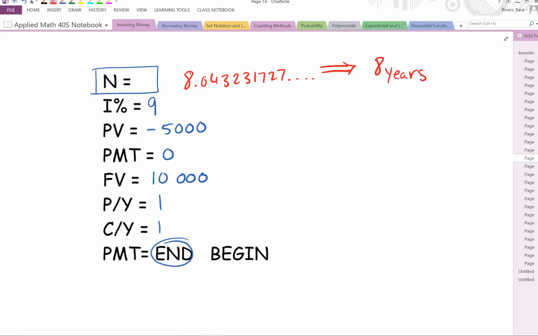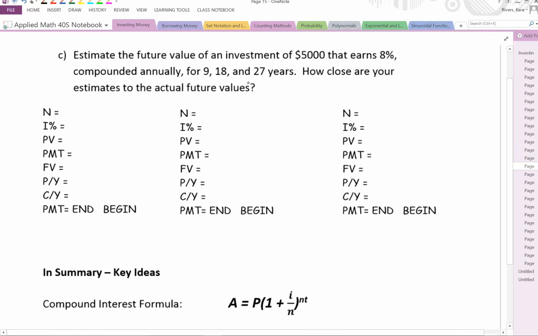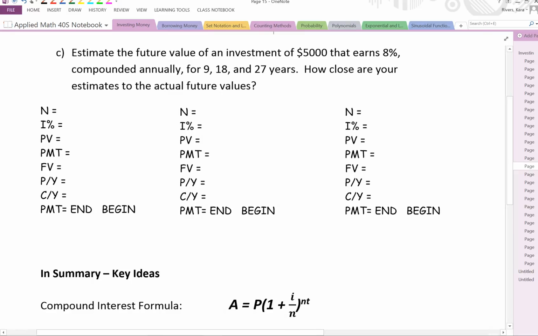There's one last part to this question. There's actually 3 parts to it. It says estimate the future value of an investment of $5,000 that earns 8% compounded annually for 9, 18, and 27 years. How close are your estimates to the actual future values?